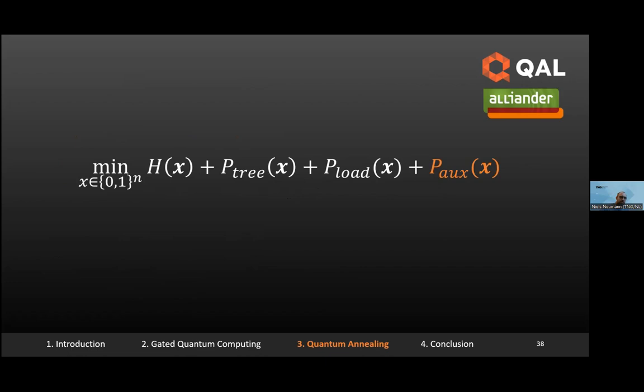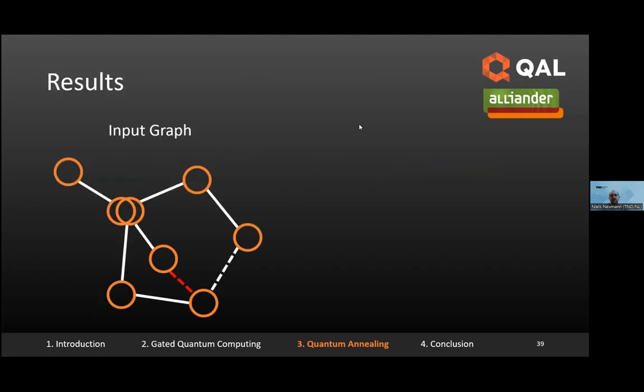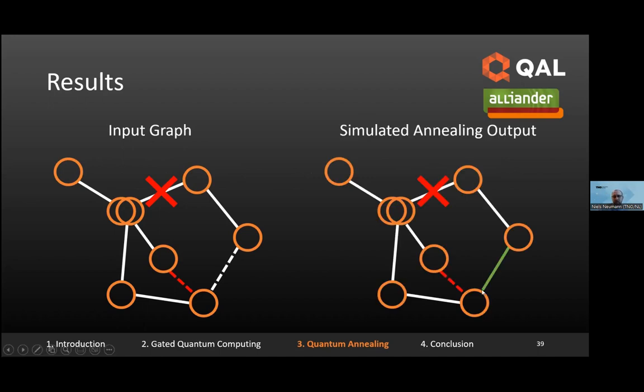Suppose we have this input graph. We have a failing edge here, and this red edge is non-compliant. Simulated annealing: so if we use a classical way to run this quantum algorithm, we see that we end up with a valid reconfiguration. We do find this green edge. We do find a valid reconfiguration of the failure network.